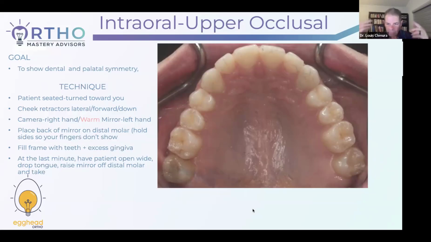So again, put the mirror on the teeth so it's comfortable. Remember, when you push down on it, you're going to be pushing on the tongue, and then you're going to have a gag reflex, and it's going to be uncomfortable. You want that minimal time. So put it on the teeth, get everything ready to go, get the right orientation, make sure they're turned towards you. Otherwise, you're going to get an angle, and then drop the mirror, take the picture.